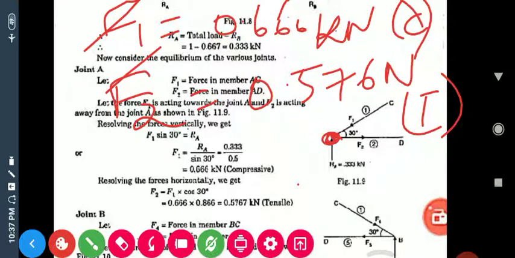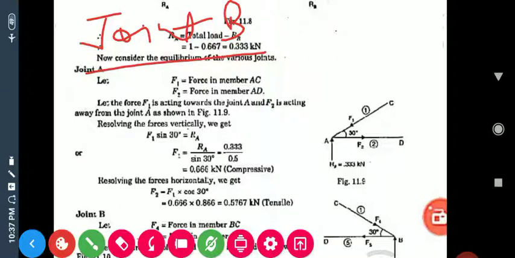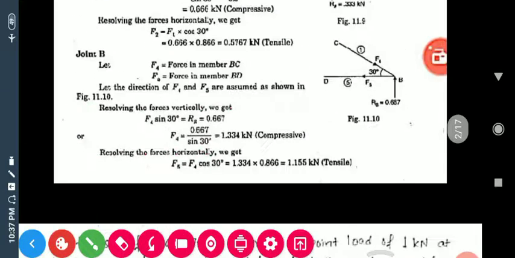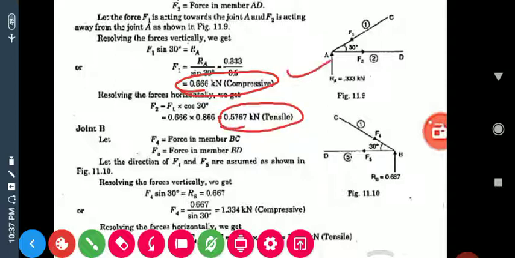Okay, now we will proceed further and go to the analysis of joint B. So we will take the free body diagram of joint B. Let's see in the PDF that we have obtained the value of F1 as 0.666 compressive and the value of F2 as 0.576 tensile. So our answer is correct. Okay, verified.